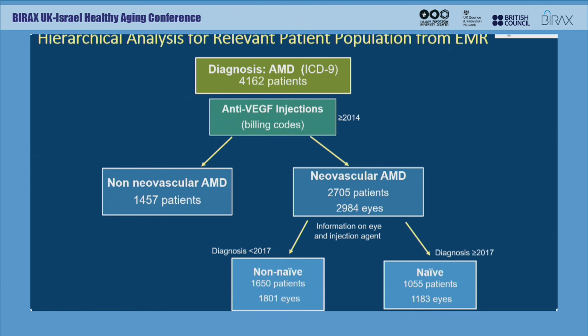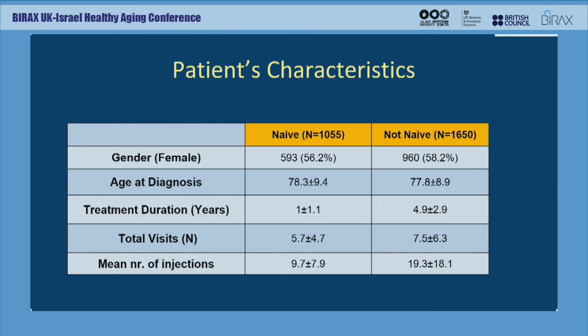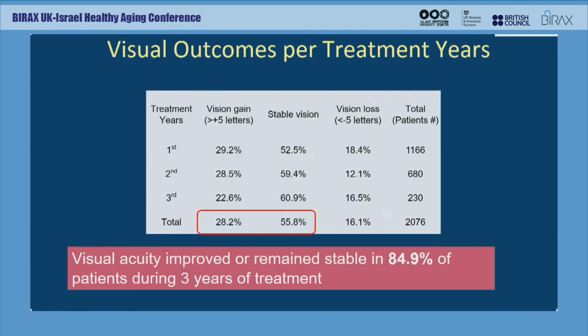We were able to identify in Tel Aviv more than 4,000 patients. After filtering those that were really treated, we could further narrow those down to 2,700 patients with almost 3,000 eyes that received treatment. When we look at the patients' characteristics, the mean age of patients is about 78 when they were diagnosed with the disease and started the treatment. As we know from previous reports, there's a female predominance in the disease. The patients were treated and followed up over years. They received a mean number of 20 injections in each eye.